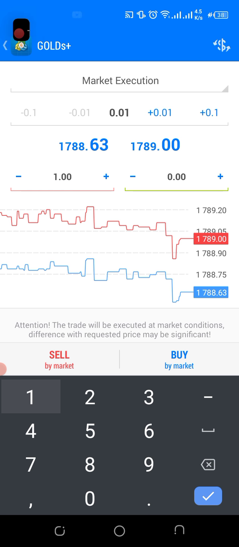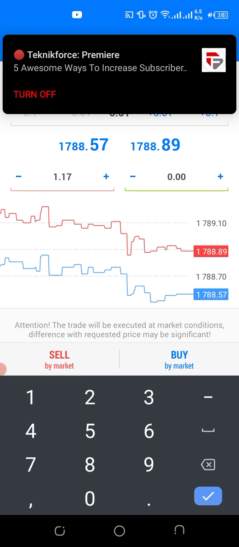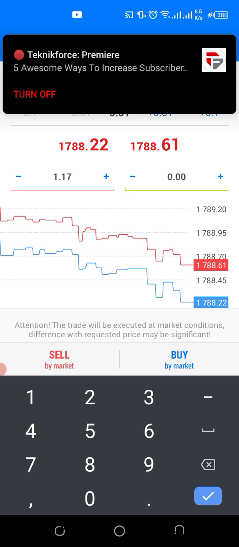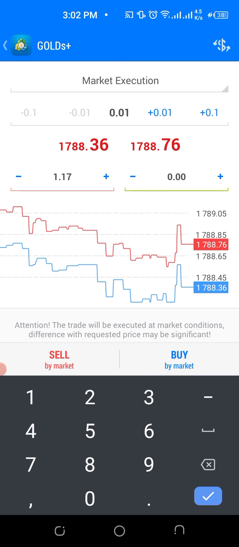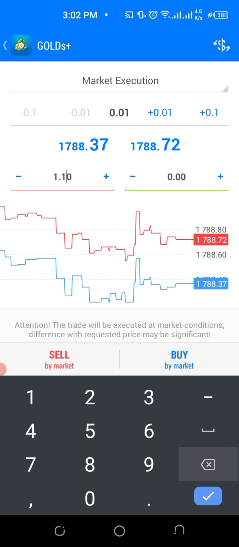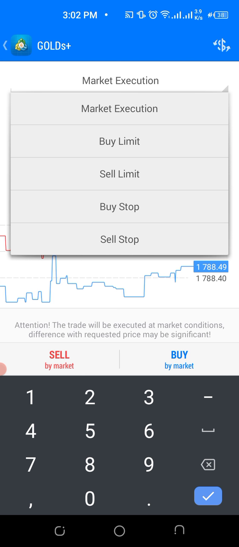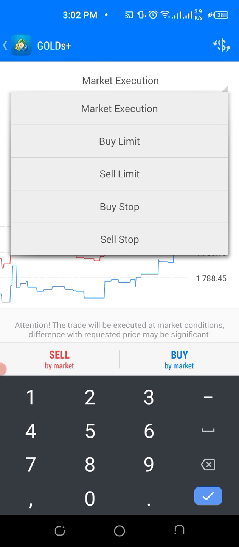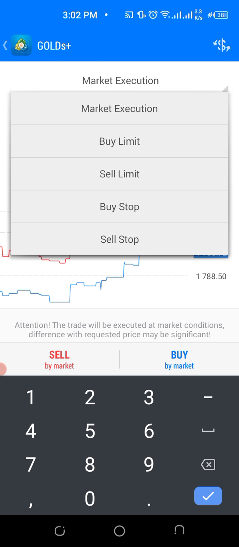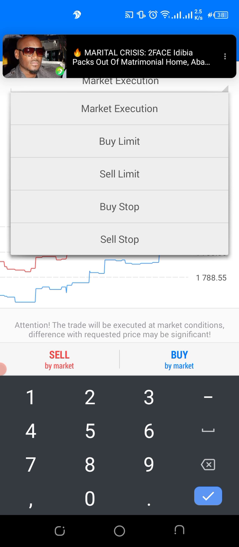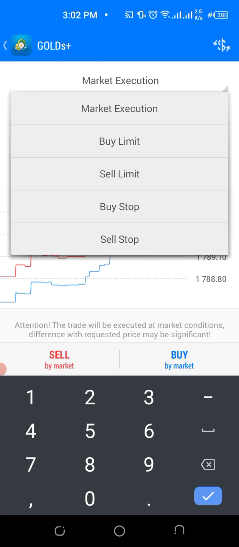1.17976. No, modify your order. 1.17976. 976, man. 976. That's the stop loss.